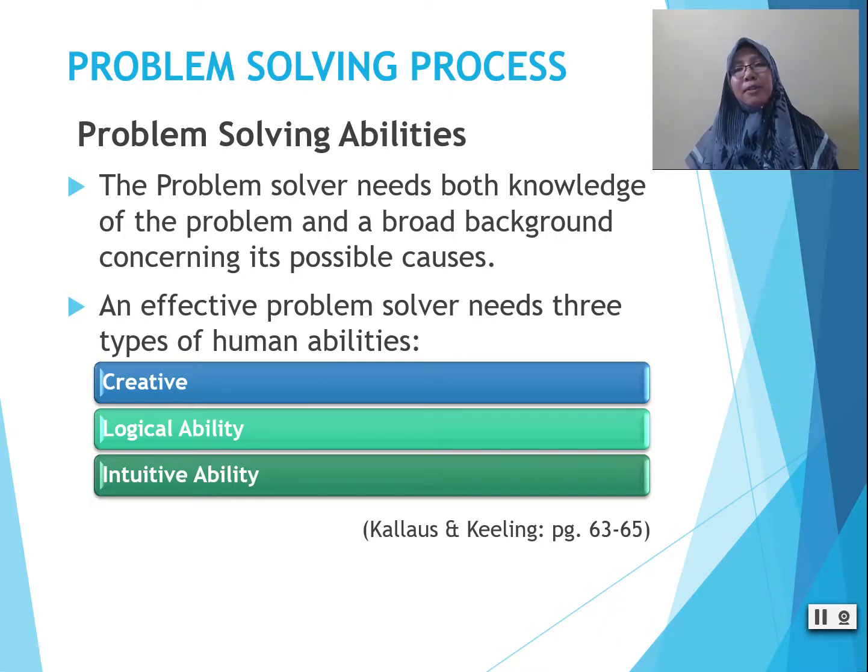This one is referring to Collins and Killing, pages 63 and 65. We are going to proceed one by one in detail on the 3 types of human abilities, which include creative, logical ability and intuitive ability.